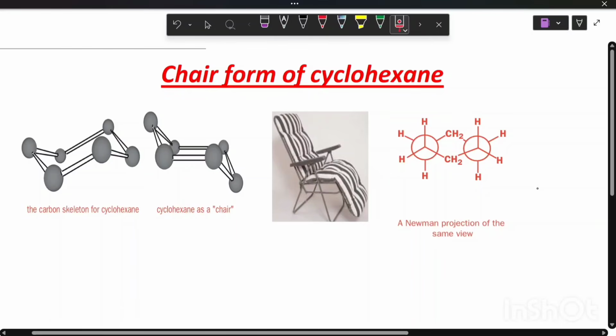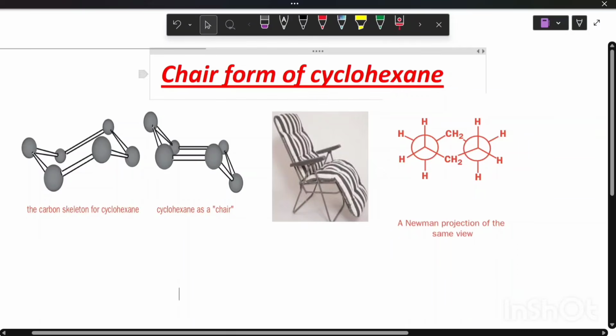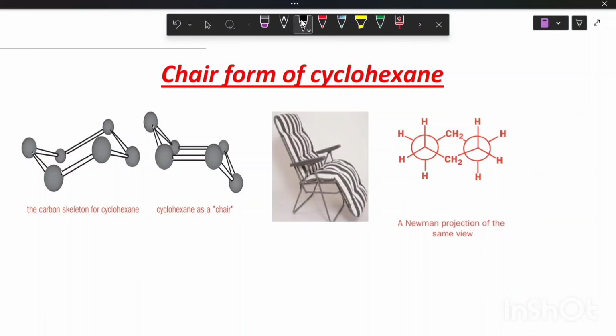Hello students, so let's study about the chair form of the cyclohexane. Okay, here you can see some of the diagram. Here it is shown that cyclohexane exists in chair form, but the question arises, why actually does it exist in chair form? Like, why can't it exist in a planar cyclic form like other compounds? See, it can exist as a planar cyclohexane, but it doesn't exist like this.